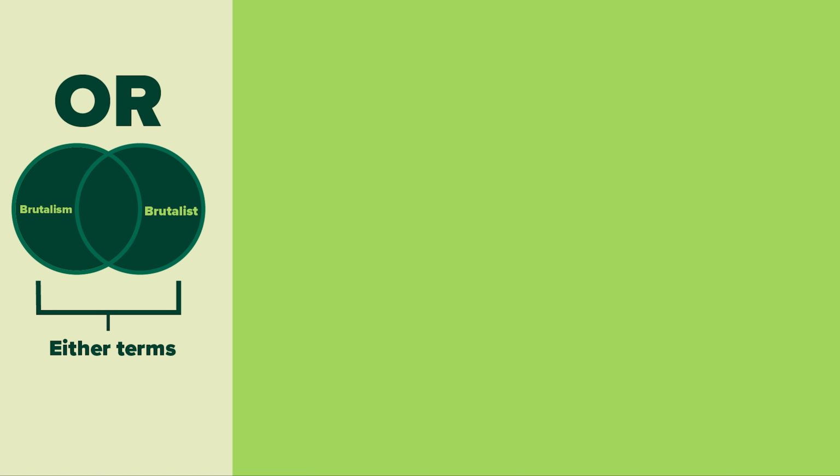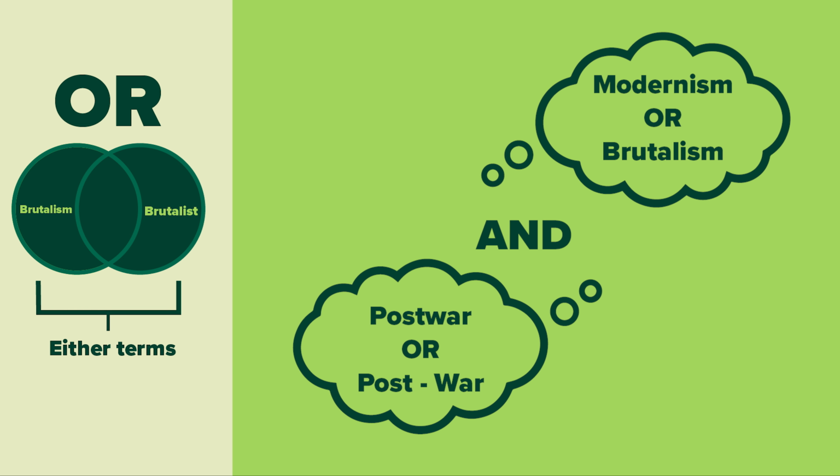The next thing we're going to talk about is or, which is all about expanding your language. People don't always use the same words to describe the same thing. For example, an author might use brutalism, while another might use modernist. When I use or, I'm telling the database that any of these words are acceptable. Or gives you more results, but better ones, because you're capturing different ways the topic is described.